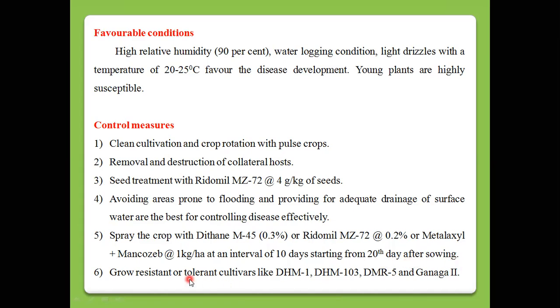And the last management point is to grow resistant or tolerant varieties, for example DHM1, DHM103, DMR5 and Ganga 2. So these are some control measures that every farmer should follow to avoid or eradicate downy mildew disease in maize crops.